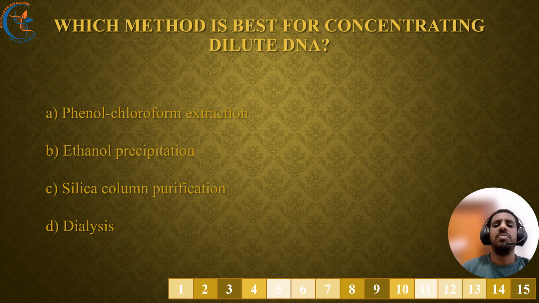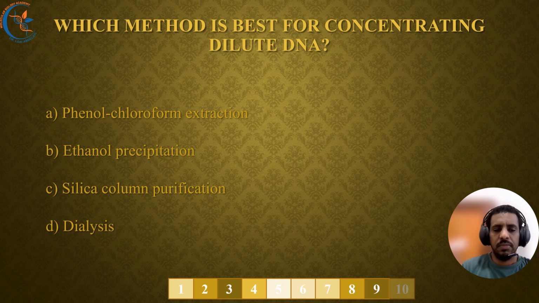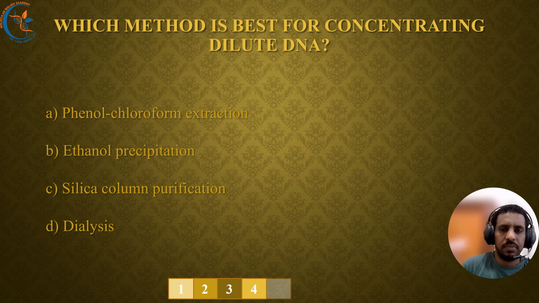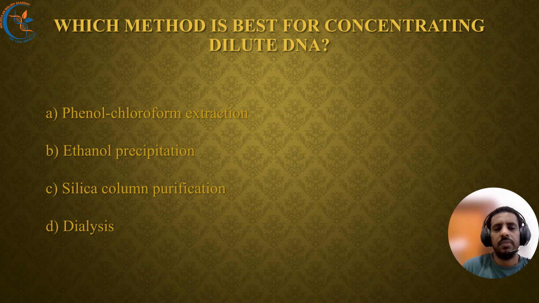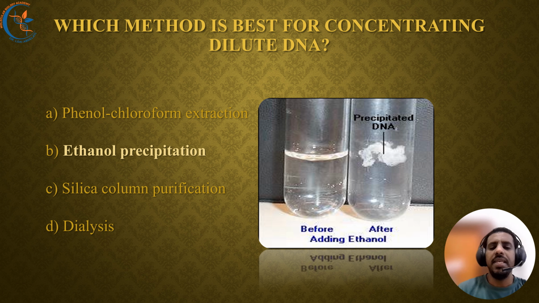All right, which method is best for concentrating diluted DNA? The correct answer is ethanol precipitation. Actually, by adding ethanol to the DNA solution, the solubility of DNA is reduced, causing it to aggregate and precipitate, as we see in the image here. All right, let's move on.